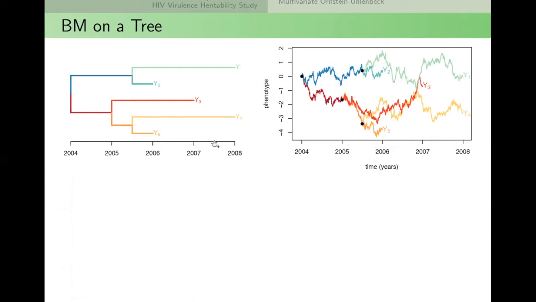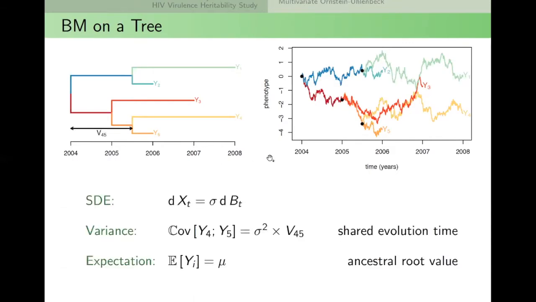Okay, but doing that, you have the kind of structure that you want on your observations, because you can express the covariance between two tips. So for instance, here, y4 and y5. And this covariance will be proportional to the time of shared evolution here, noted V45. So this is the time between the root of the tree and the most recent common ancestor between the two tips, y5 and y4. And this is just sigma square times this time here, and sigma square would be the variance of the Brownian motion that you took.